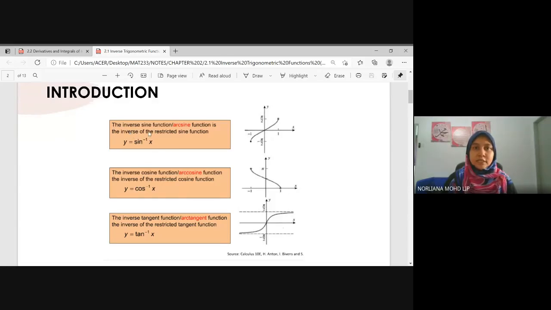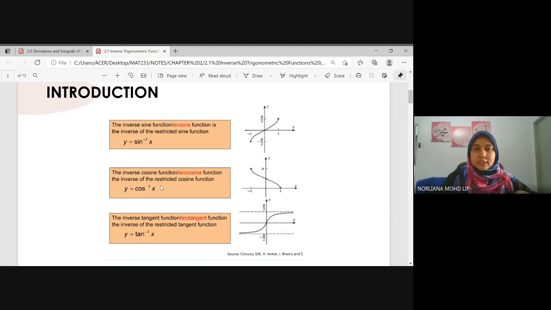Okay, the inverse of sine function, which we can call the arc sine, is the inverse of the restricted sine function, where y equals sine inverse x. We restrict the domain of the inverse sine between -1 and 1, and the range between -pi/2 and pi/2.